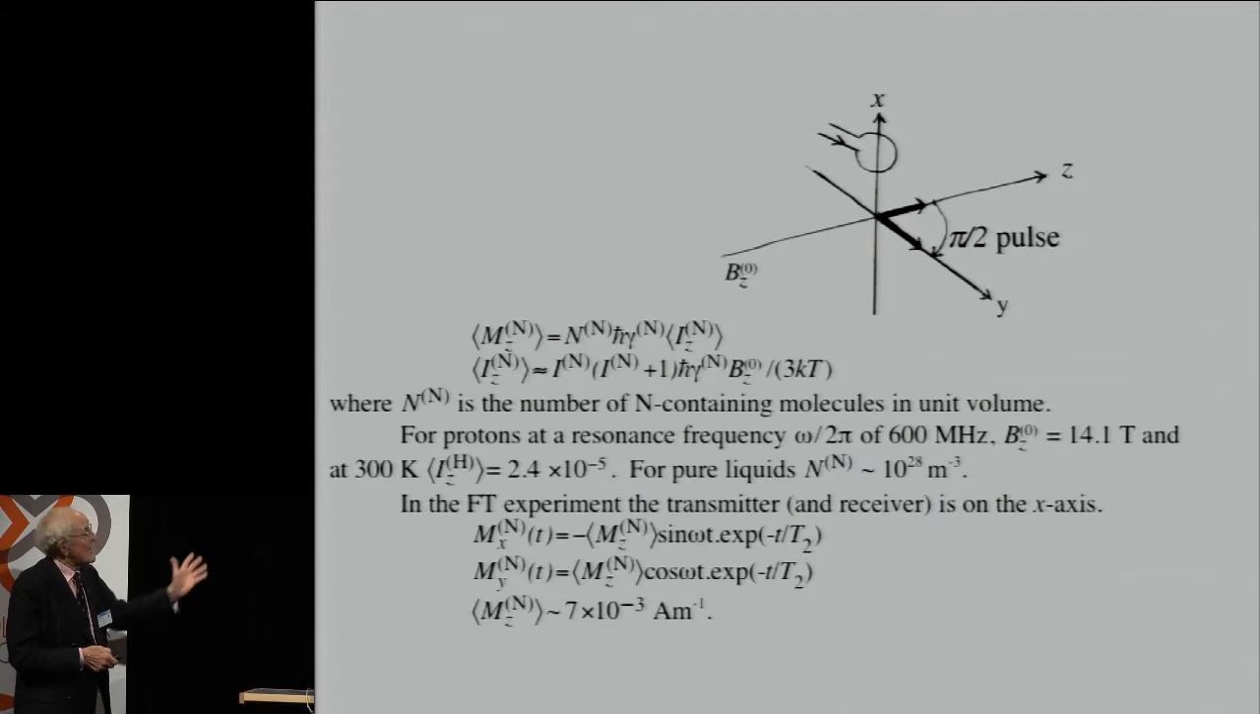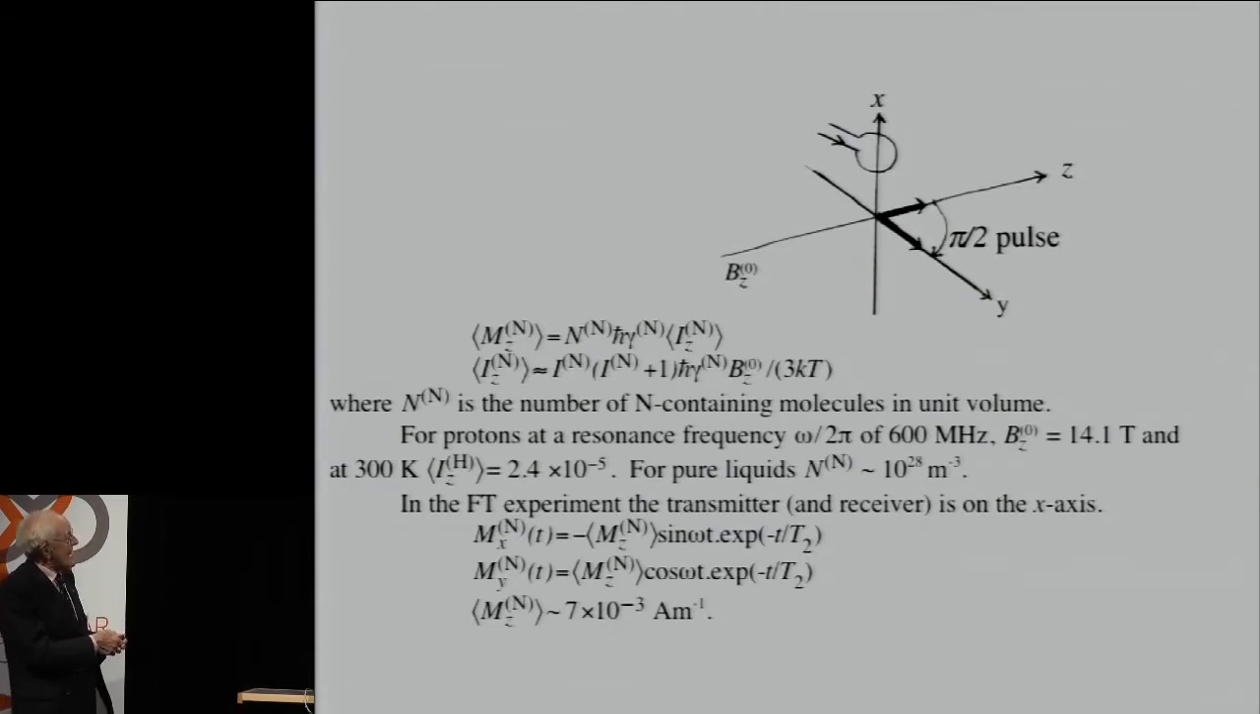So different nuclei will be precessing at slightly different frequencies, and that's what we detect. The transmitter gives the pi over 2 pulse, but it's also the receiver, and it receives the oscillating magnetization whose Fourier transform is the spectrum. That's how it works.